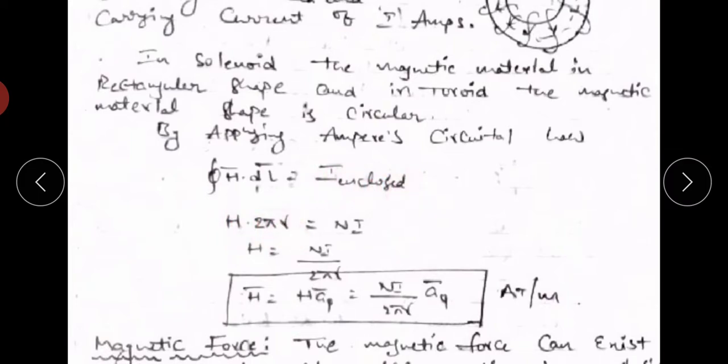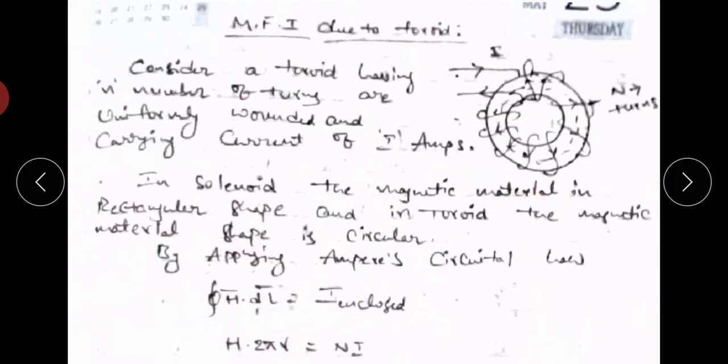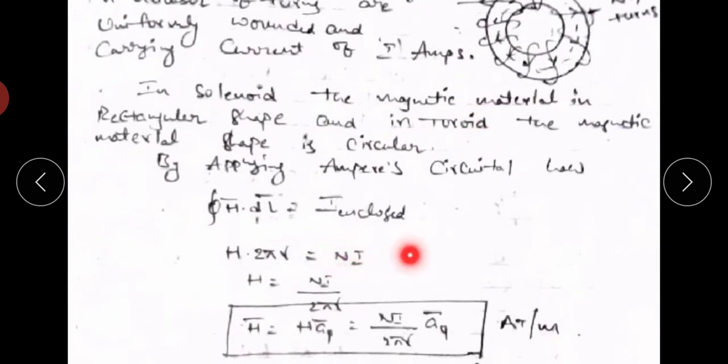Next, I enclosed. Here the current in each turn equals I, and the number of turns of the toroid equals N. So the total current enclosed by the Ampere path equals N into I. So H equals NI by 2 pi r.